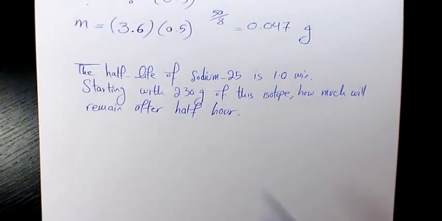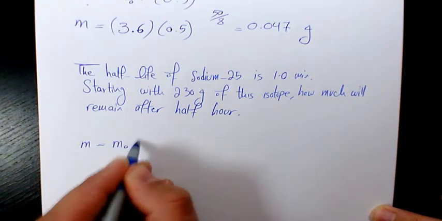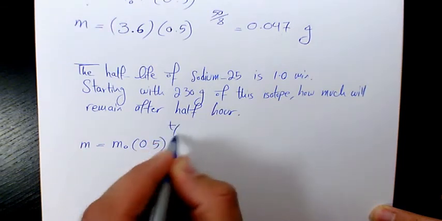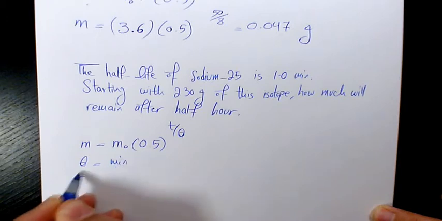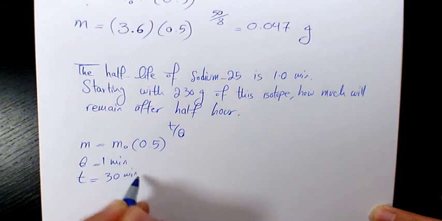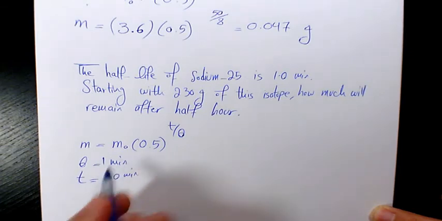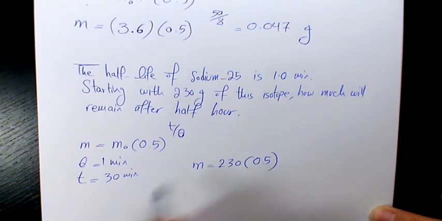Next example: the half-life of sodium-25 is 1 minute. Starting with 230 grams of this isotope, how much will remain after half an hour? So again, m is equal to m₀ times 0.5 to the power of t divided by θ. θ is 1 minute, and t is half an hour, so we need to change it to minutes, which is 30 minutes. m₀ was 230 grams, so m will be 230 times 0.5 to the power of 30 divided by 1, which is 30.